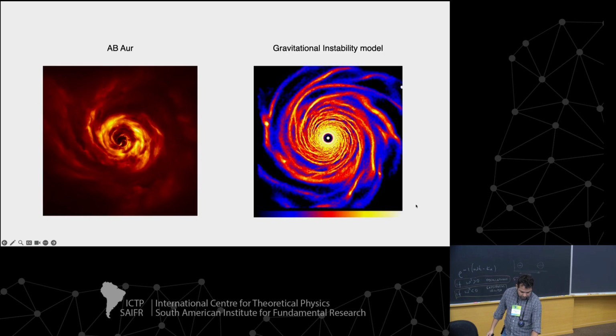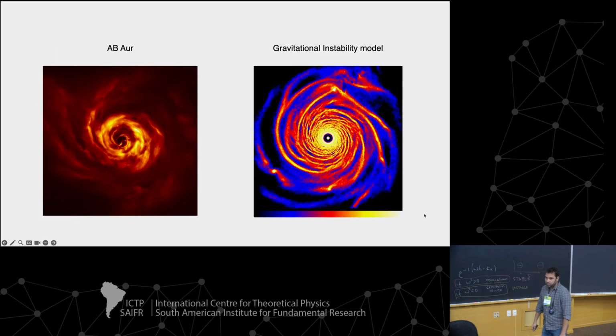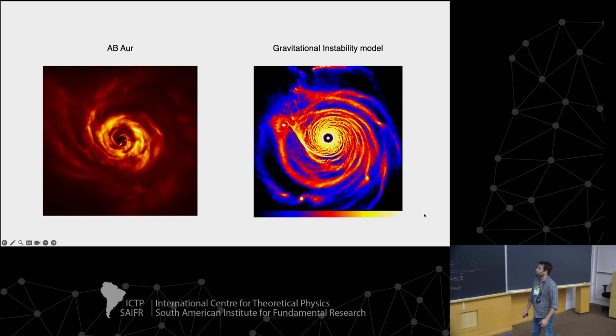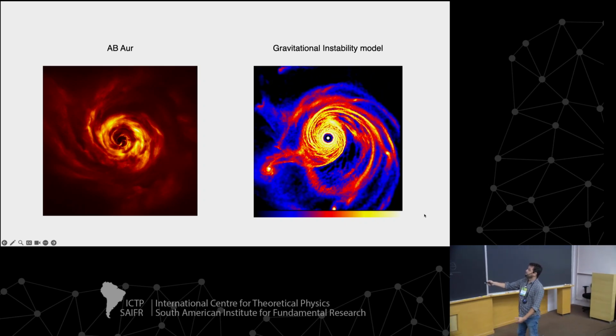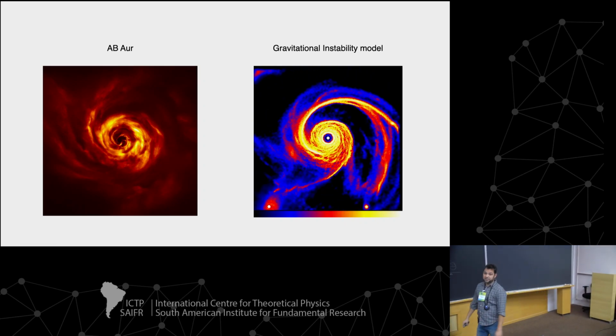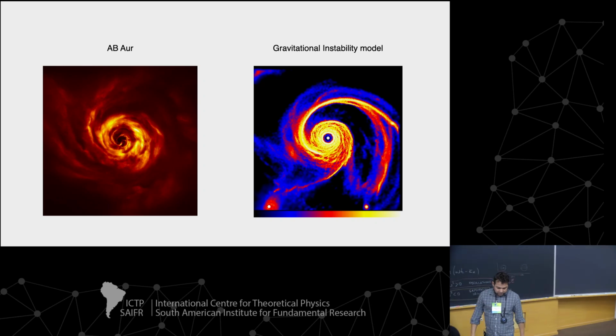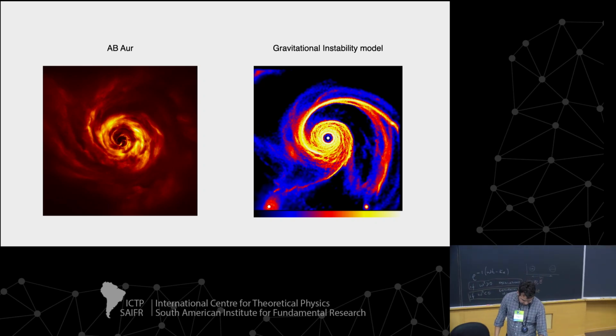And when you look at what AB Auriga looks like, what the disk around it looks like, this looks like what you expect from a model of gravitational instability. There is also evidence that this is a massive disk. So everything seems to point towards that.